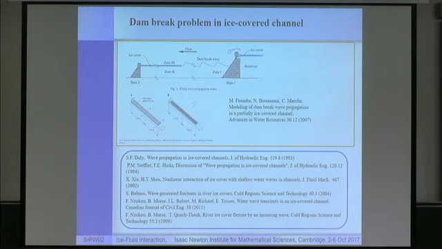Another problem concerning frozen rivers and frozen channels is the dam breaking problem. Could you imagine that you have several dams along a river which is frozen, and what happens if the first dam, the upper dam, breaks, and we have some wave going down? What will happen here if the river or the reservoir was covered by ice?